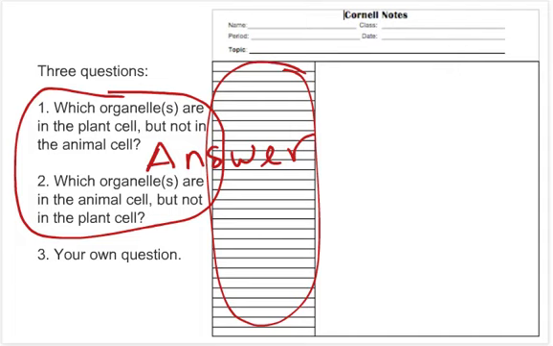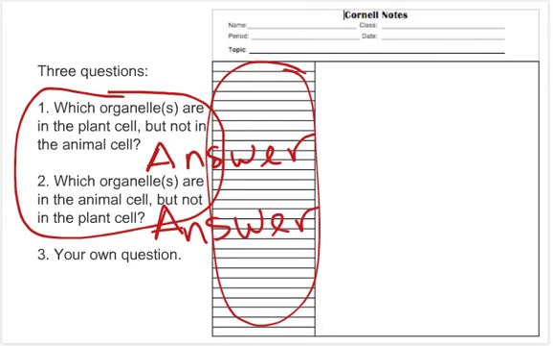So number one, which organelle or organelles are in the plant cell but not in the animal cell? So compare the two. And then number two, which organelle or organelles are in the animal cell but not in the plant cell? And then make sure you put that answer as well. So compare your two drawings.